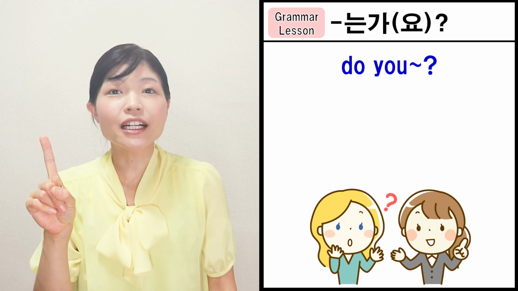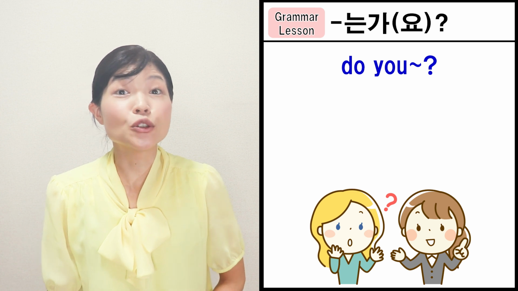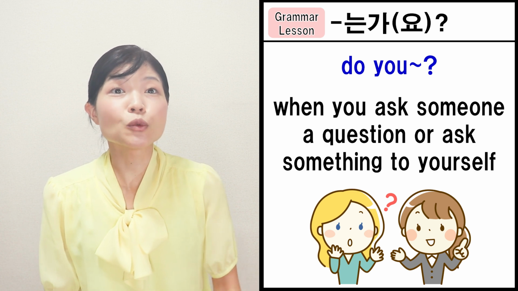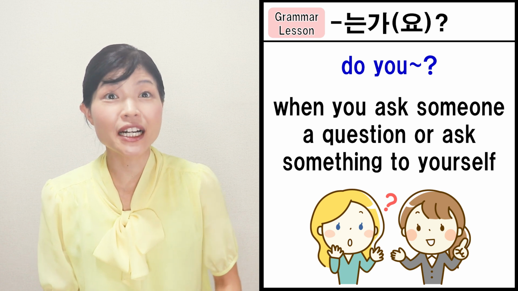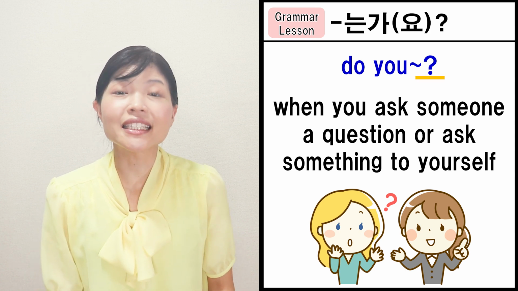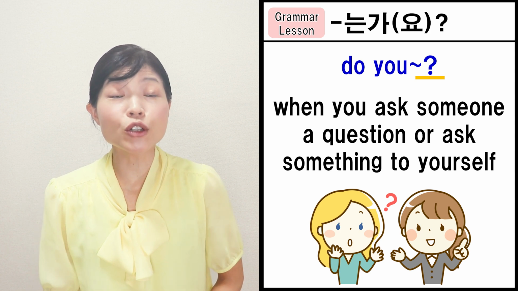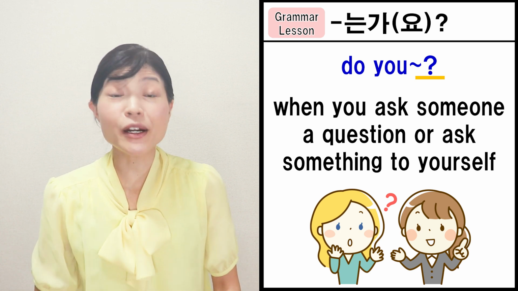The first grammatical rule, 는가요 means do you? You can use this when you ask someone a question or ask something to yourself. The characteristic of this grammar is that it is always a question form. So don't forget to put the question mark.